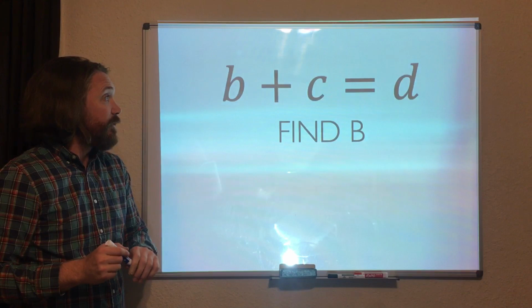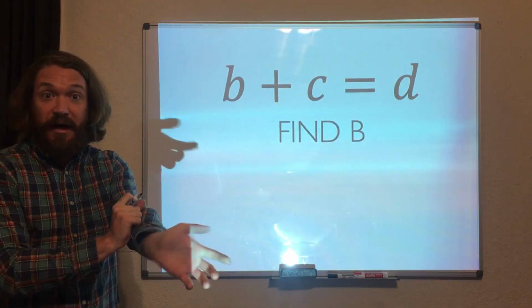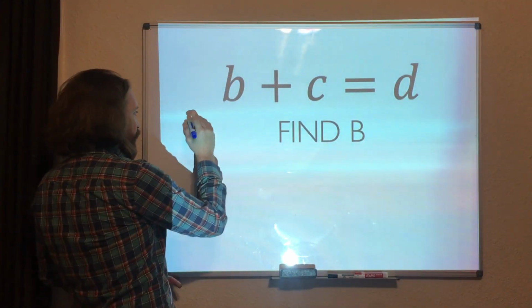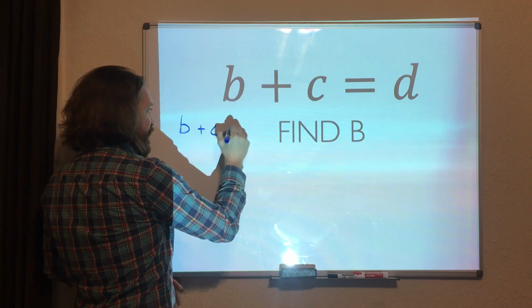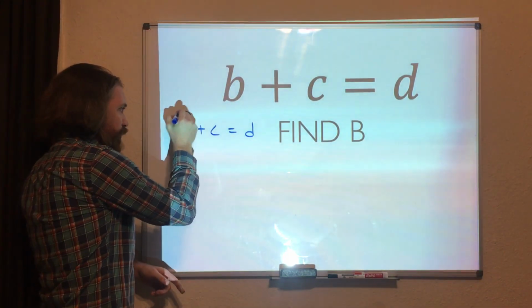B plus C equals D. Find B. We don't even have numbers in this one. Does it matter that we don't have numbers? No. We just have variables. Let's move them around. So here we have B plus C equals D. We want to find B. So again, circle what you want.